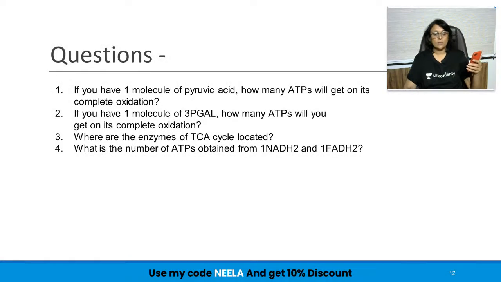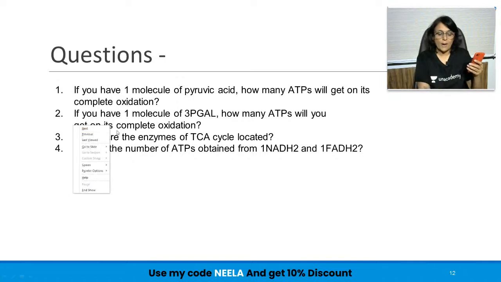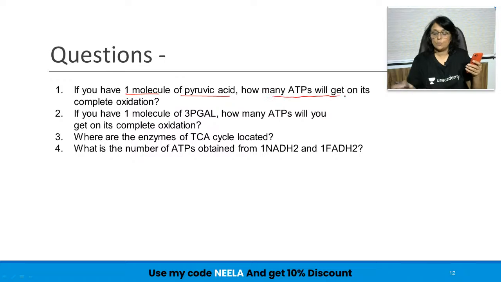Now these are the questions which I gave you as homework, and Hiren has given the answer. Who else has done? The first question is, if you have one molecule of pyruvic acid, how many ATPs will we get on its complete oxidation? In this case, Hiren has given the answer as 12 ATP. Do you have any other answer? Anybody else who has done this?